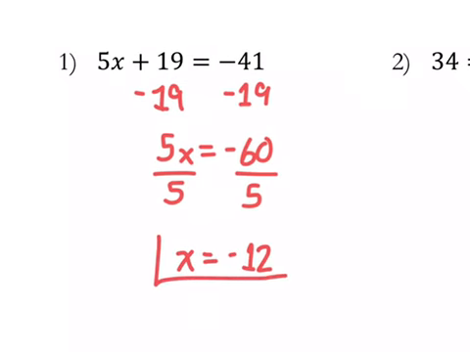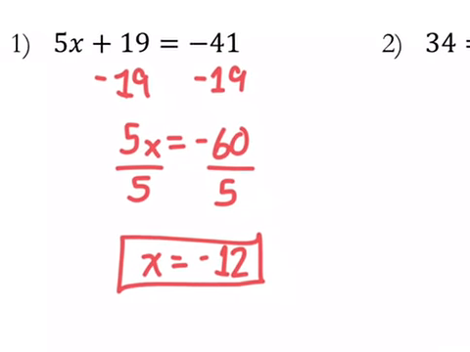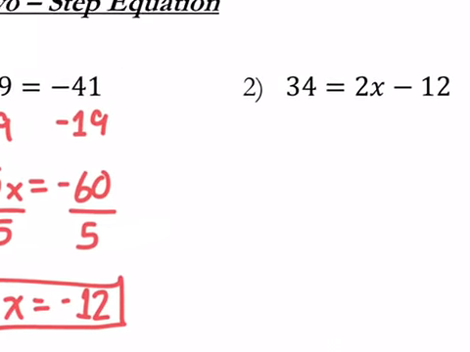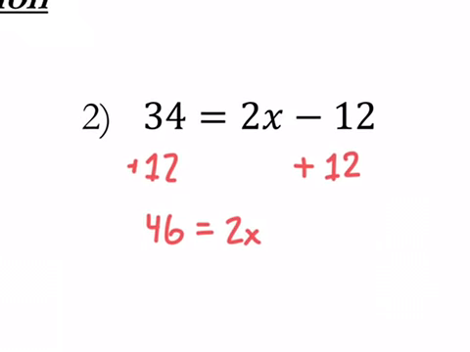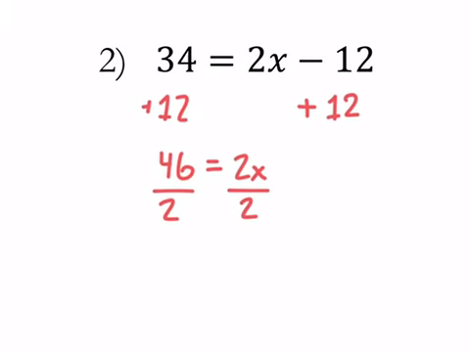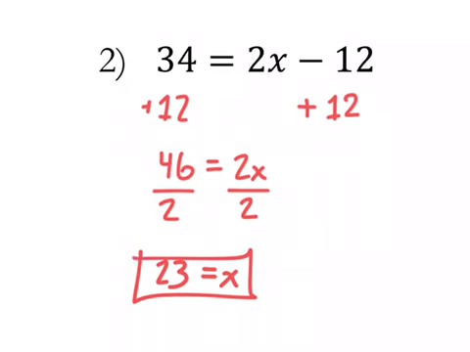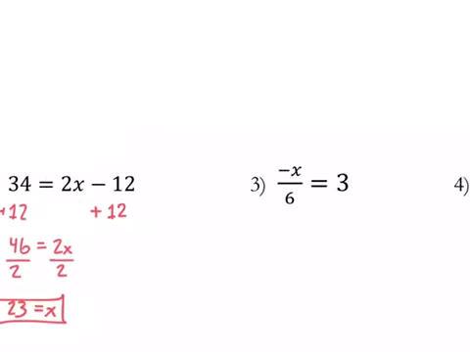And again, as we saw previously, we could go ahead and plug in that negative 12. And if we evaluate it, we should find that negative 12 does in fact work. Again, here, I want to take care of the addition or subtraction first. I have subtraction, so the inverse is addition. So that's going to give me 46 is equal to 2x. The inverse of that multiplication of 2 is to divide both sides by 2. So I get 23 is equal to x, or x is equal to 23. Either way, you're just fine.